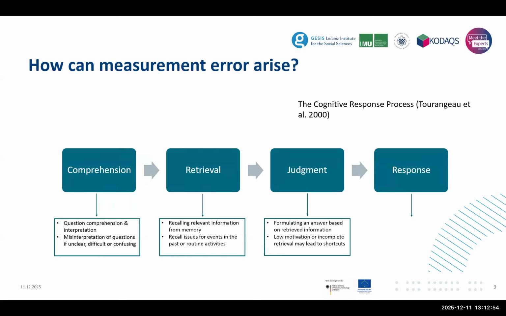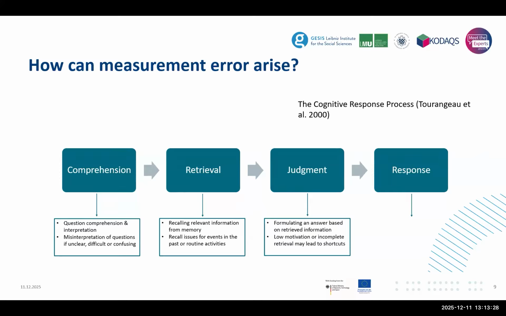Then the judgment stage is the third stage, which means the respondent arrives at or formulates an answer based on the retrieved information. Here the judgment stage can be disrupted by, for example, low motivation, or incomplete retrieval, when retrieval was not done properly or could not have been done properly. This may lead to shortcuts in making a judgment, and therefore respondents may use heuristics to arrive at a judgment or a response.